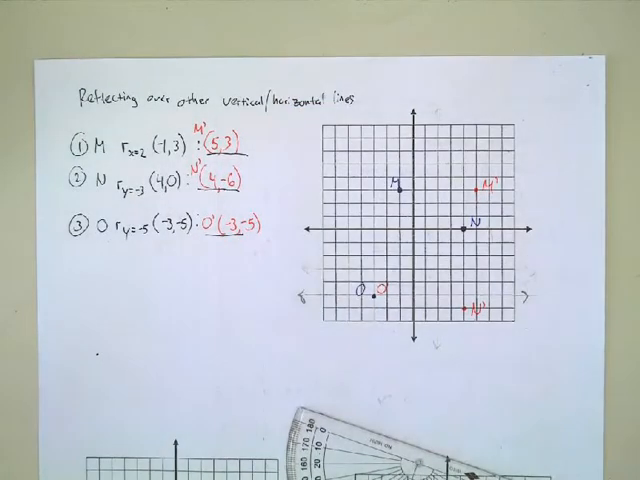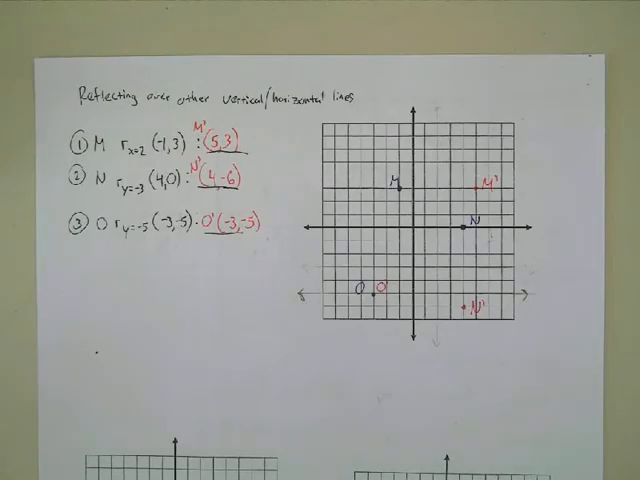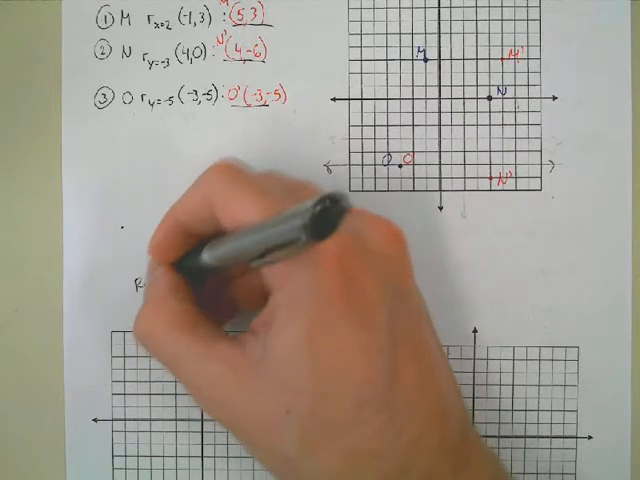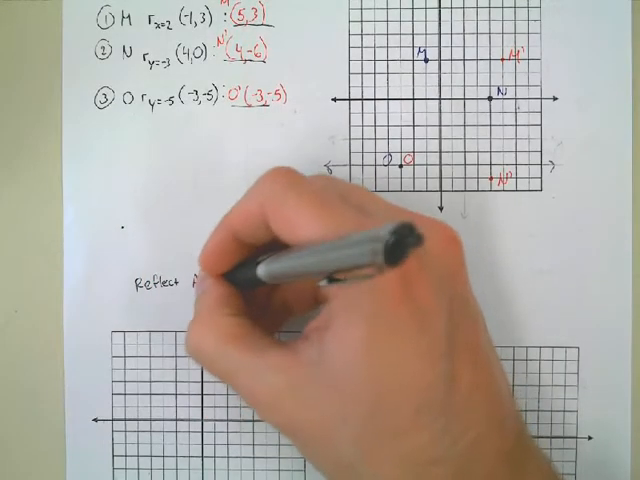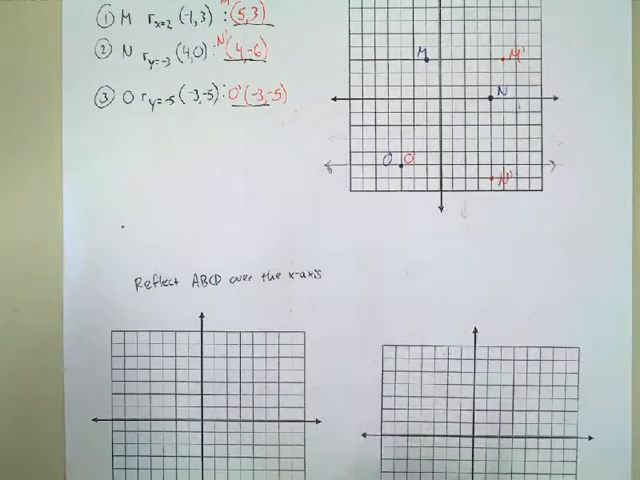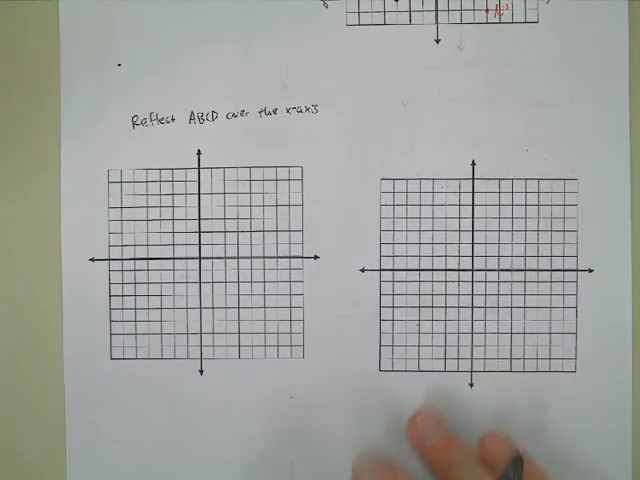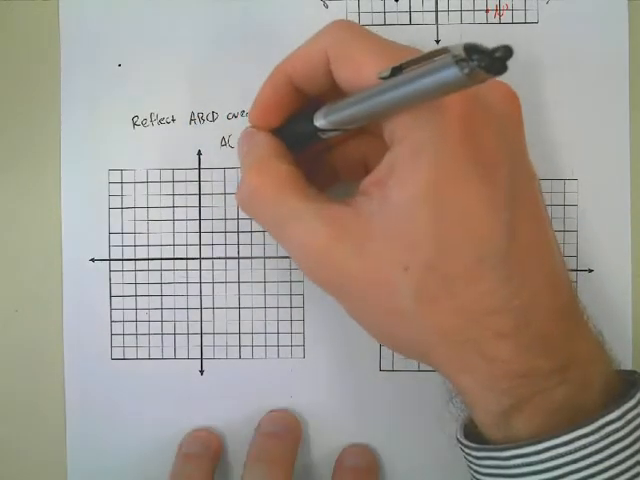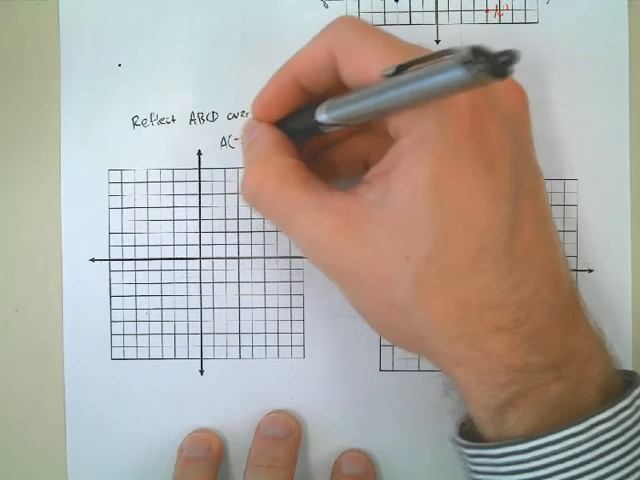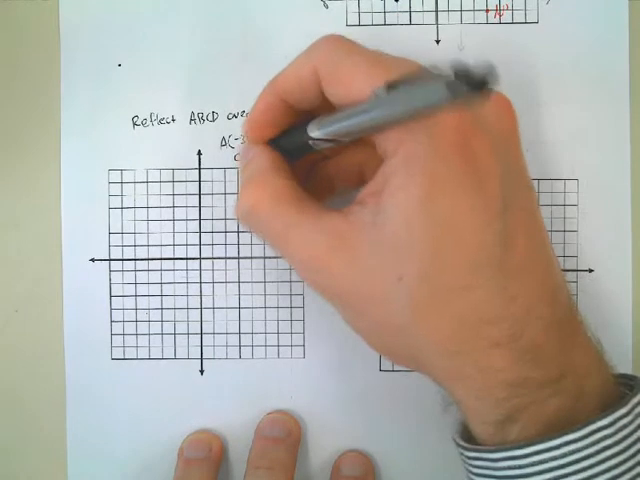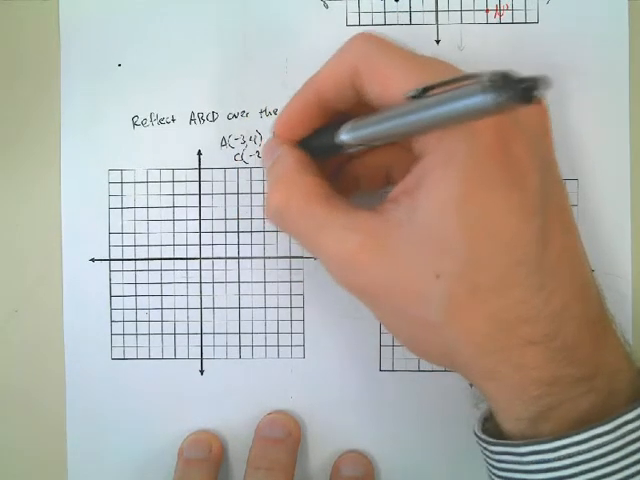Here I'm going to give you guys 2 things to try on your own, just to see how you do. I want you to reflect A, B, C, D over the x-axis. I'm going to give you A, B, C, D here. So A has coordinates -3, 4. B has coordinates 0, 6. C has coordinates -2, 1. And D has coordinates 1, 2.